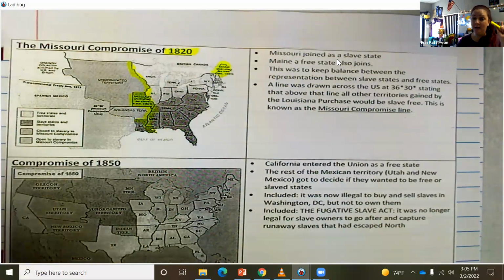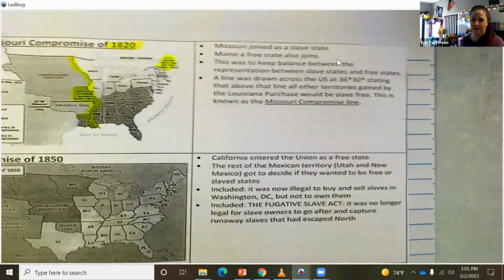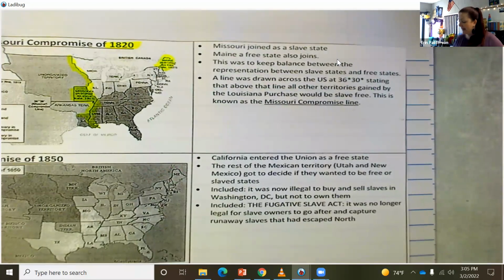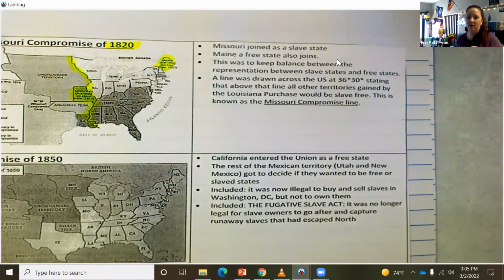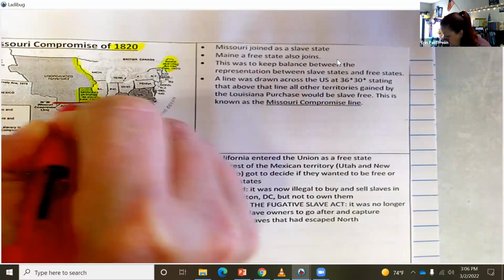I'm going to get my red pen. At the same time, a line was drawn across the U.S. at 36°30', stating that above that line, all other territories gained by the Louisiana Purchase would be slave free. And this is known as the Missouri Compromise line. And here it is right here. I'm going to take my red pen.